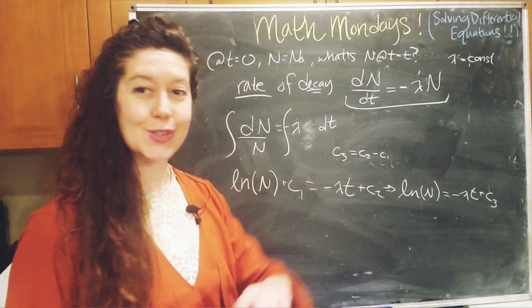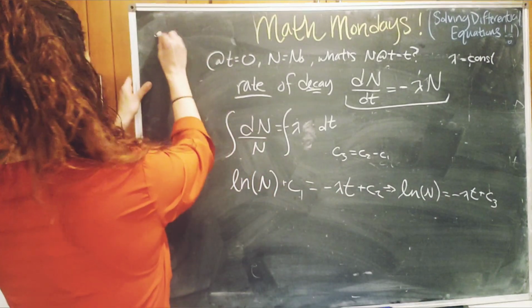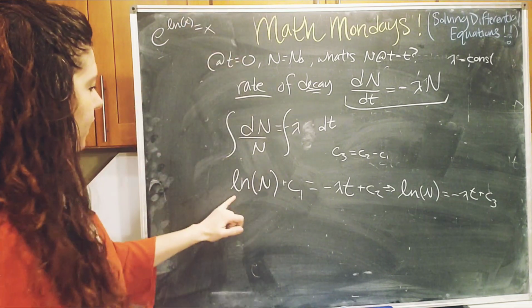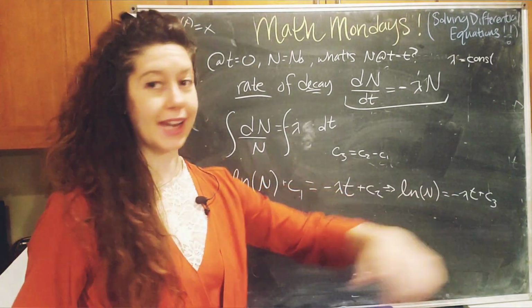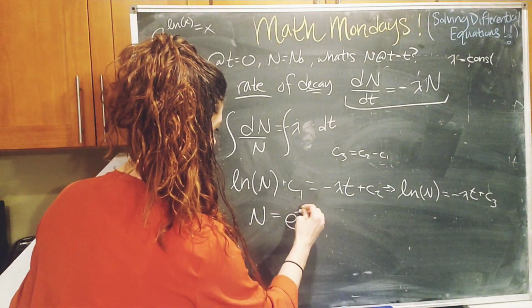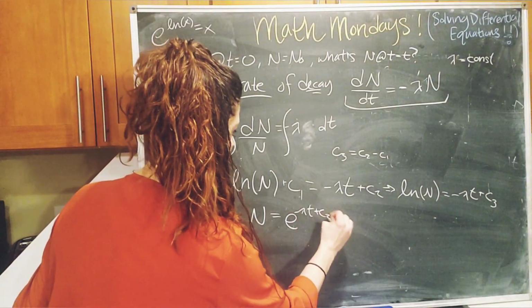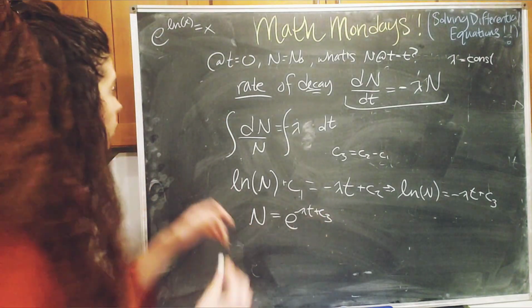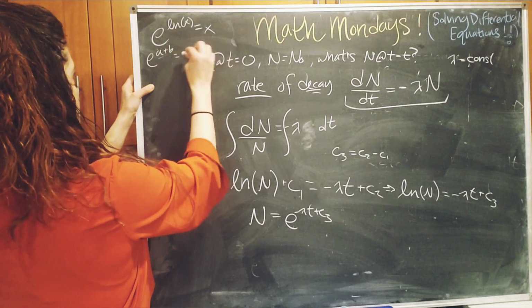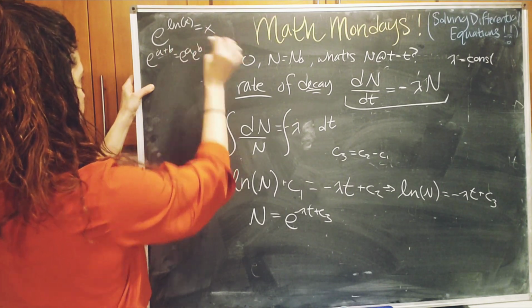Okay, and now I can solve for n by using this feature, e to the natural log of x equals x. So if I take e of both sides, I will get out n, sneaky, sneaky. N equals e to the negative lambda t plus c3. And actually what I can do also is if I have e to the a plus b, that just equals e to the a times e to the b.